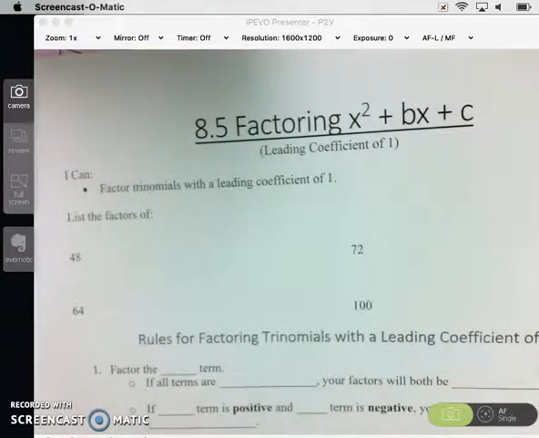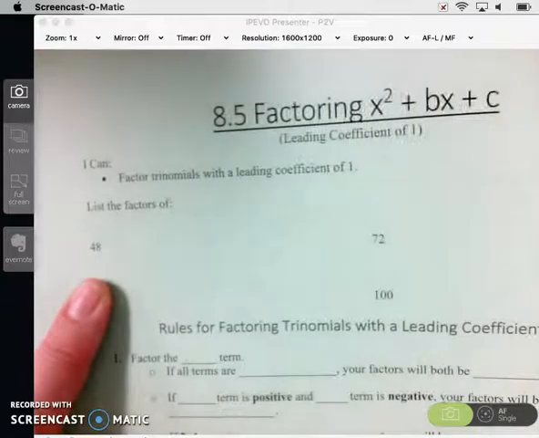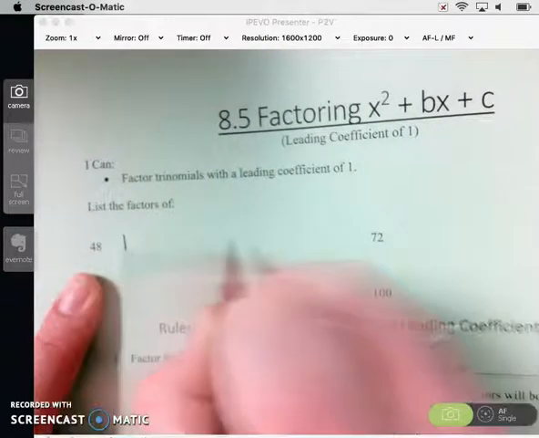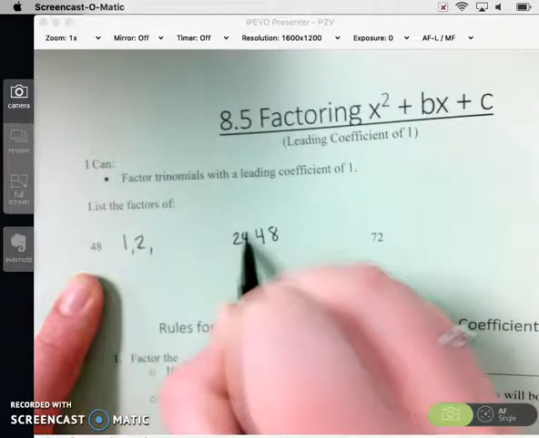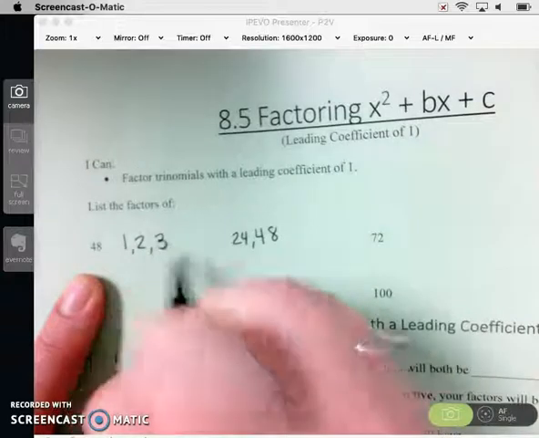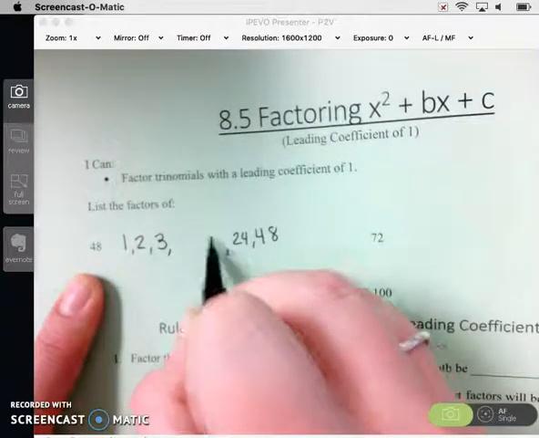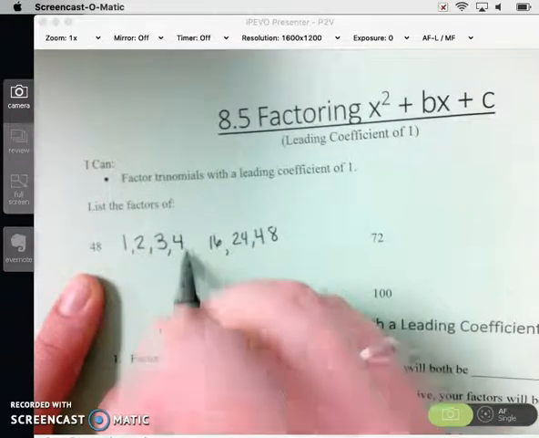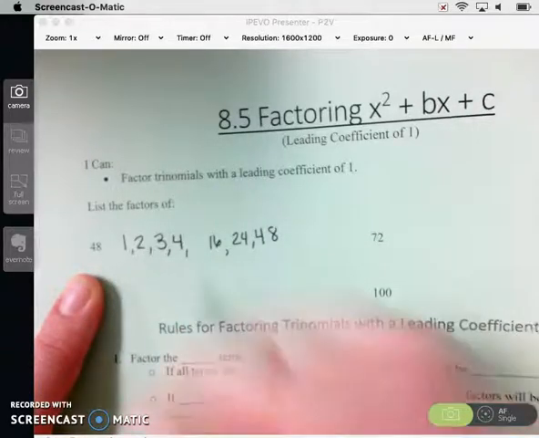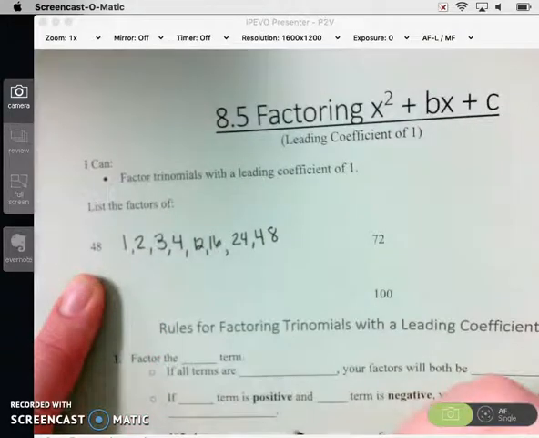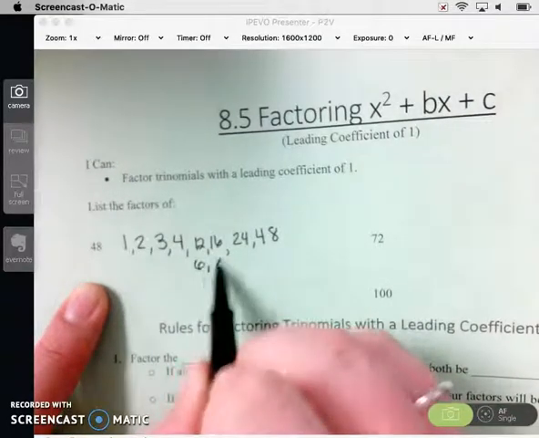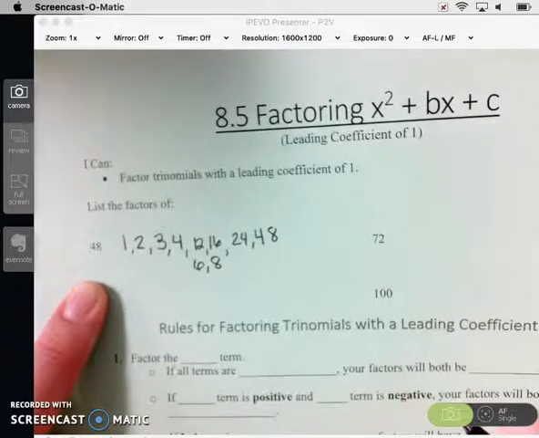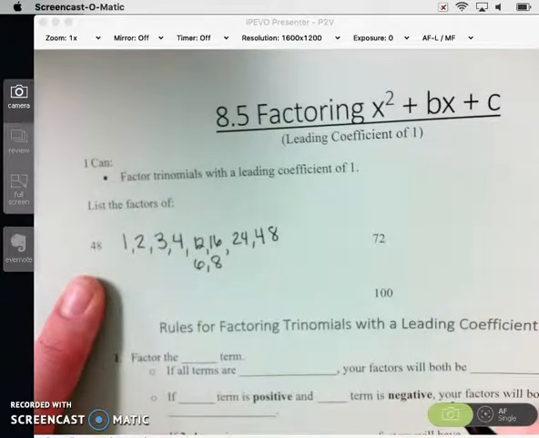First, what are factors? What are the factors of 48? 1 and 48. 2 and 24. 3 and 16. 4 and 12. No 5, no 6. Wait, 6 and 8. No 9, no 10. I think that's it, right?